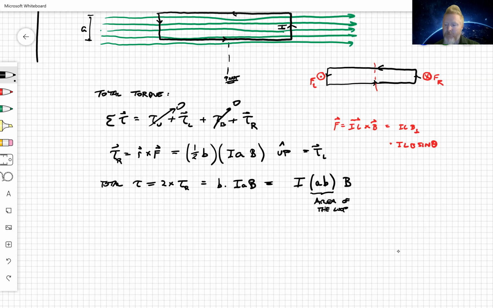So if you remember the idea of the normal vector, the unit normal vector from an area, I'd like to define the unit normal to this area.